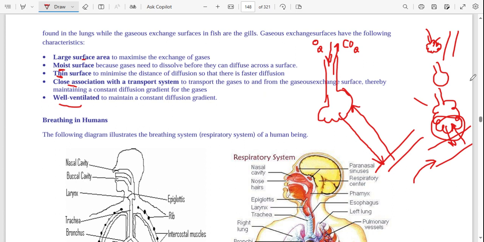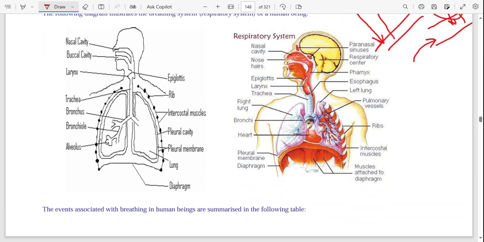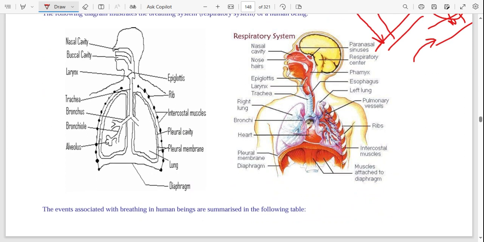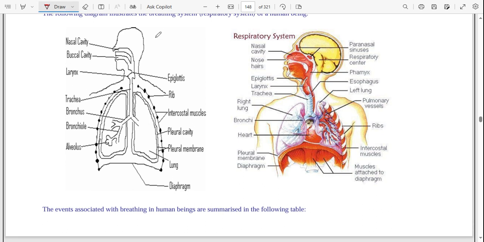Okay, so now let's talk about breathing in humans, and that is going to be called respiration. In humans, we use the respiratory system to be able to breathe. It's a very important system, so you need to know at least some parts of the respiratory system. You are going to have the nose, which is the main one. The space in the nose, we call it the nasal cavity. You can also breathe using the mouth. The space in the mouth, we call it the buccal cavity.